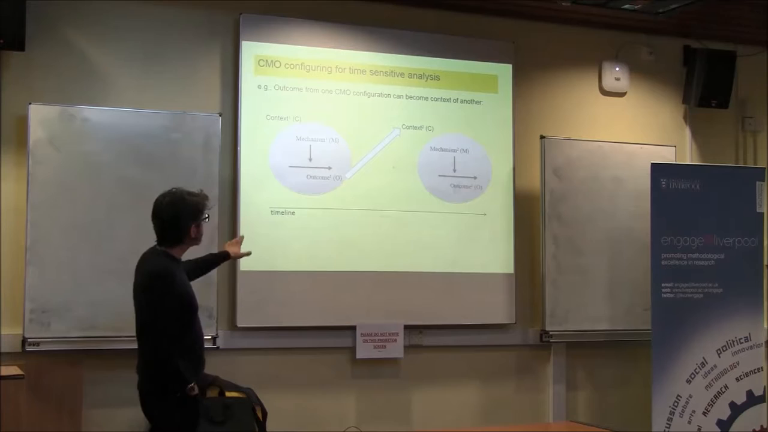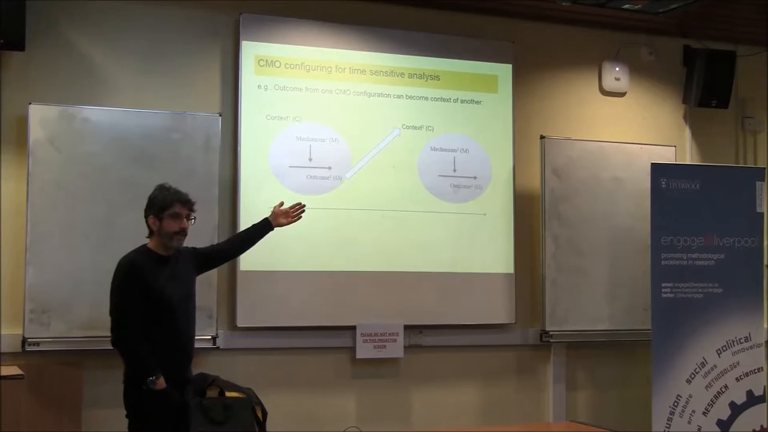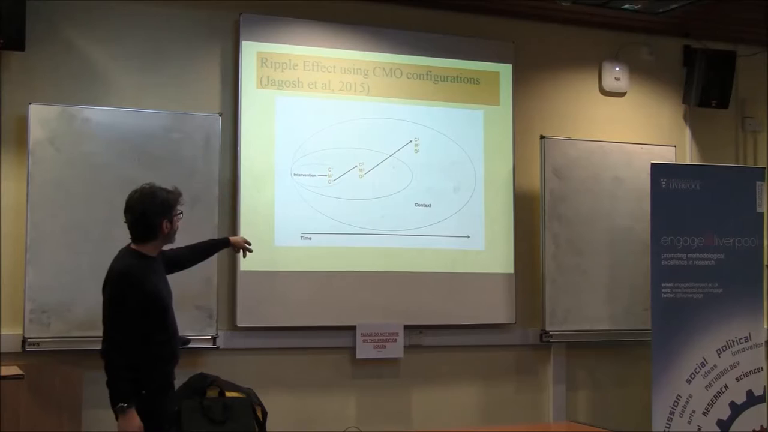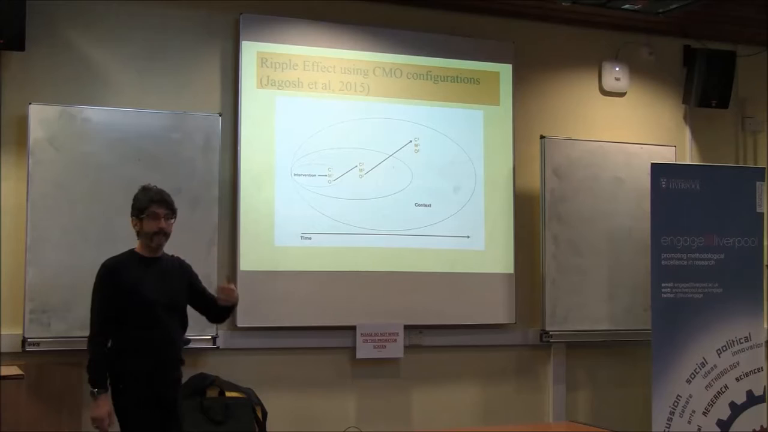But this is a time-sensitive analysis, where you have one CMO configuration, and then the outcome from the first phase, or one phase of a program, actually informs the context for a subsequent phase. So in our 2015 paper, which the reference is at the end, we developed this model here, where you have an intervention. The intervention creates a CMO configuration, but there's actually a ripple effect. Outcomes don't just happen immediately, but they happen through phases.